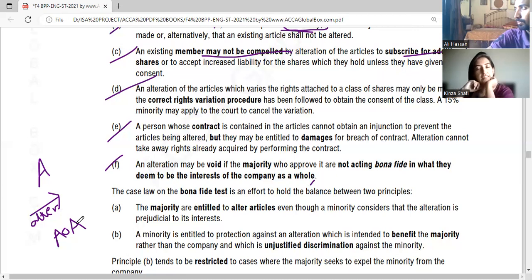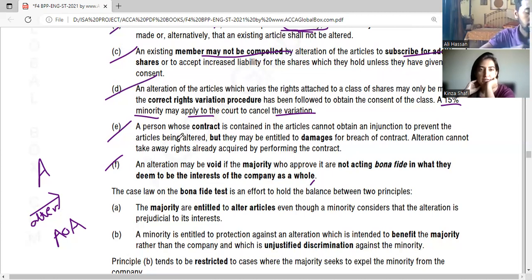Against, yeah. So this condition is against, and therefore it can be stopped by whom? By the minority. Even if they are 15% and they apply to the court to cancel the variation, go ahead. Okay, got the point. They will be heard. The articles will not be altered.